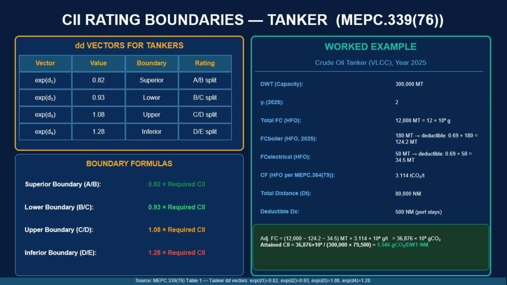The worked example shows a VLCC in 2025. Total fuel consumption is 12,000 metric tons. Boiler and electrical deductions are applied. Using HFO carbon conversion factor of 3.114, adjusted carbon dioxide emissions become 36,876 times 10 to the power 9 grams. The attained CII is approximately 1.546 grams of CO2 per deadweight ton nautical mile.